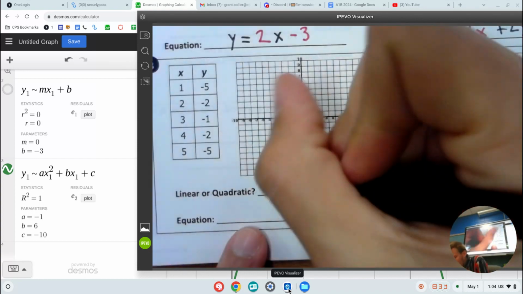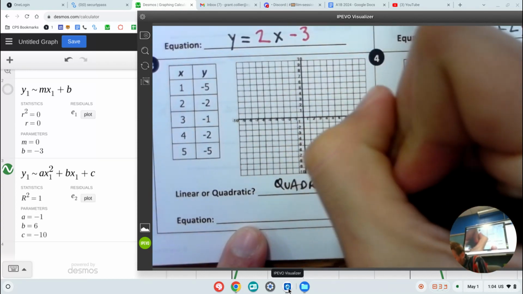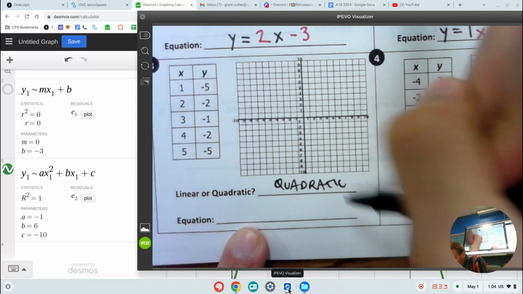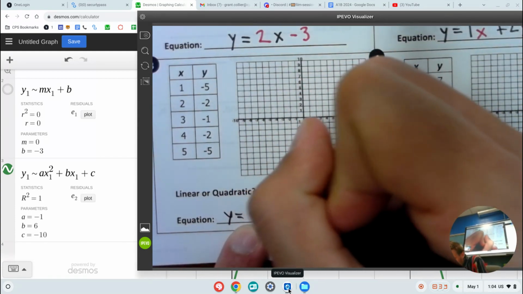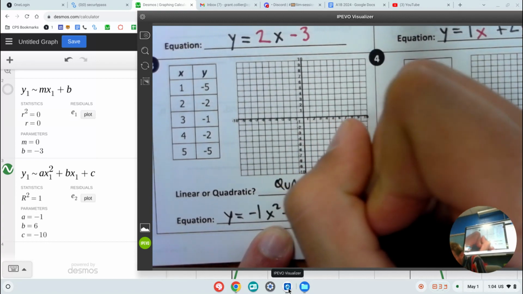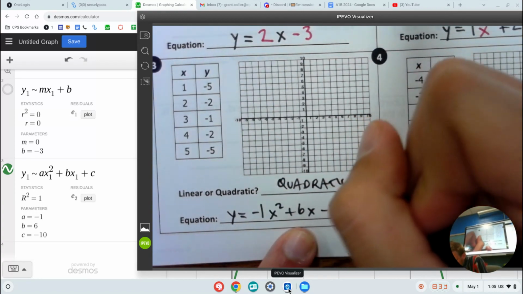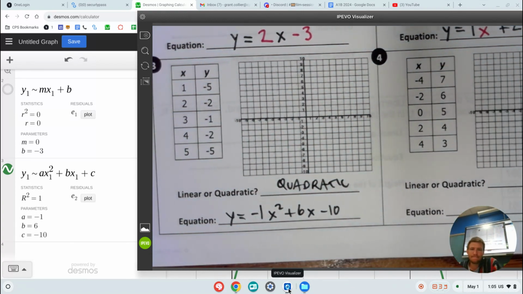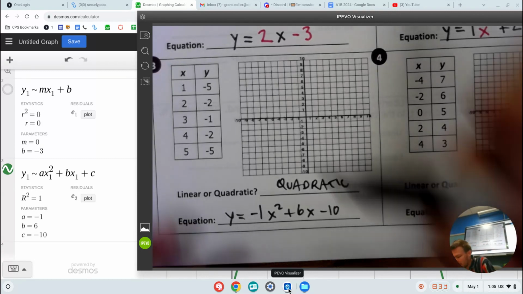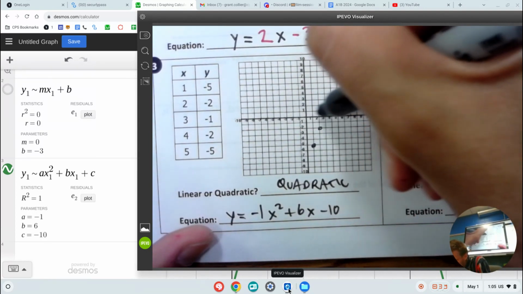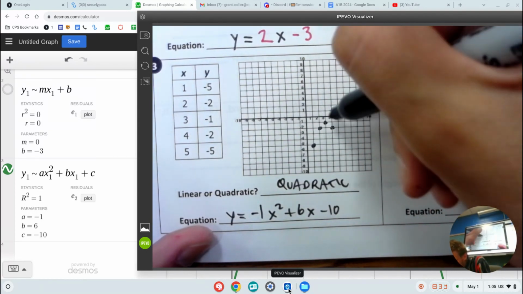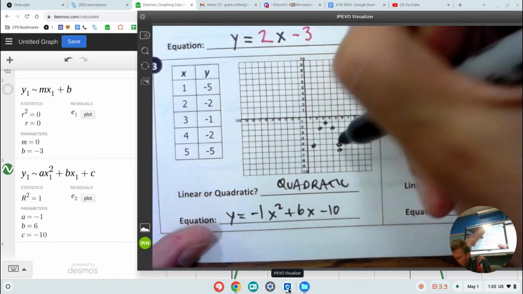This is a quadratic graph. It is y equals a, -1x squared, b, +6x, c, -10. Right? It doesn't take super long. Again, of course, I don't have my pictures on here. You guys do, but 1, -5, 2, -2, 3, -1, 4, -2, 5, -5. Oh, I missed it. 5, -5.